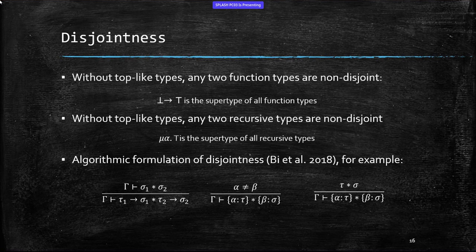In previous works, they define some algorithmic formulation of disjointness for all pairs of types except for the recursive types, represented by a star symbol, such as function types and record types. The disjoint rule for function types is quite interesting. It shows that we can only check if the output types are disjoint.